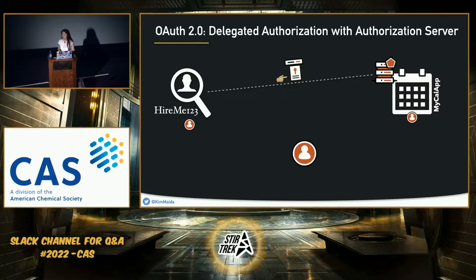And HireMe is going to take that code, and it's going to take its application credentials that verify its identity to MyCal, and it's going to send these things back server-side. MyCal then checks to make sure everything is okay with this, and if it is, it issues an access token. And HireMe can then use that access token to access the MyCal API. But it can only do this within the scope of the permissions that have been accepted by the user. So that means that HireMe can now set calendar events for the user by using the MyCal API.